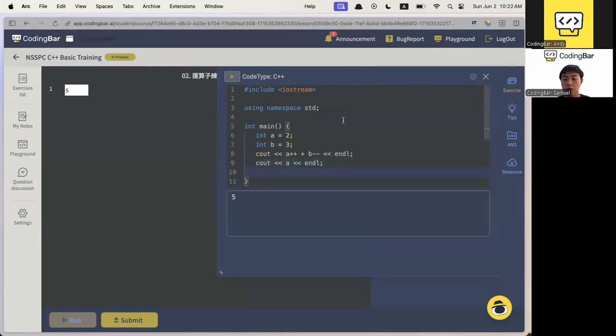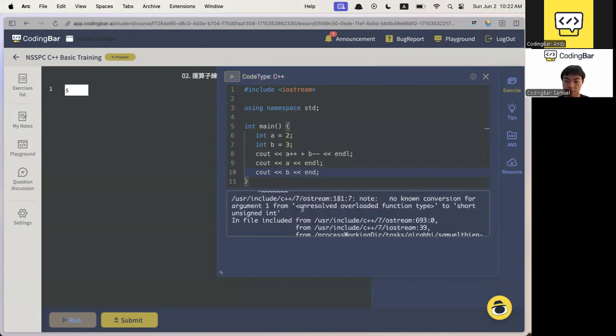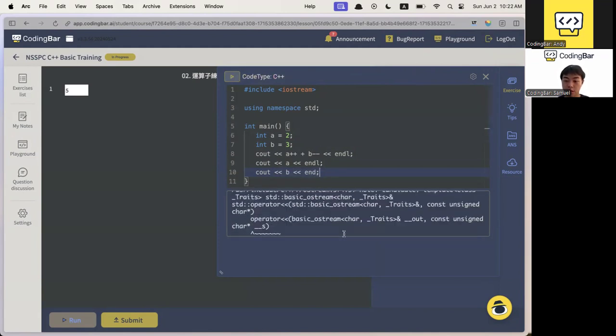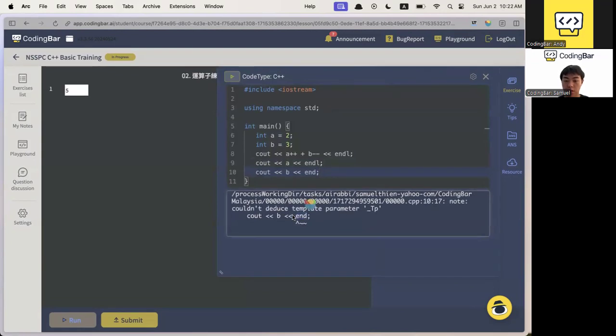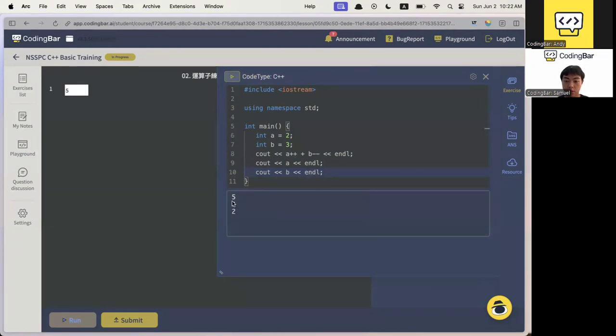And then afterwards, if we print out A, what will it be? It should be 3. And if we print out B, what will it be? It should be 2 because it is being decreased. So there's a typo over here. So see, it's telling that there's something happened to N now. As you can see, A is 3 now, and B becomes 2 now.